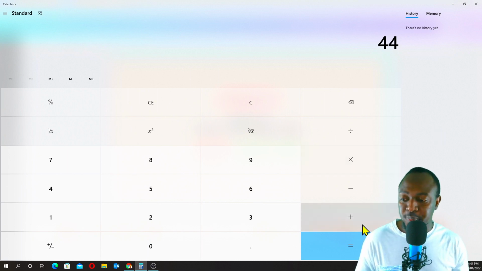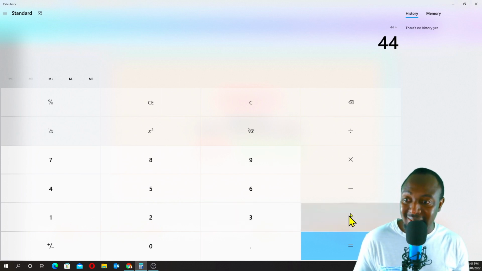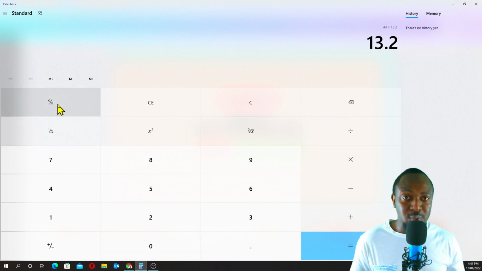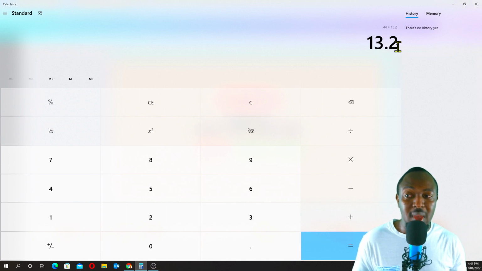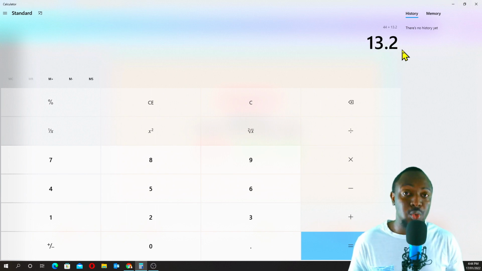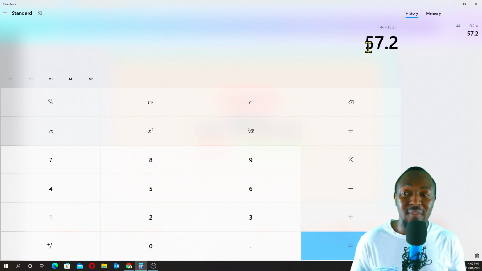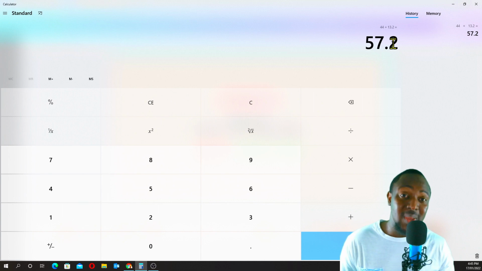So 44 plus, per se, 30% profit margin. 30% of 44 equals 13.2, which is your profit. So it's a 30% margin on your cost. With this bag, with a 30% profit margin, I will make 13 cedis 20 pesewas. Okay, 13 cedis 20. So the bag would be 57 cedis and 20 pesewas.